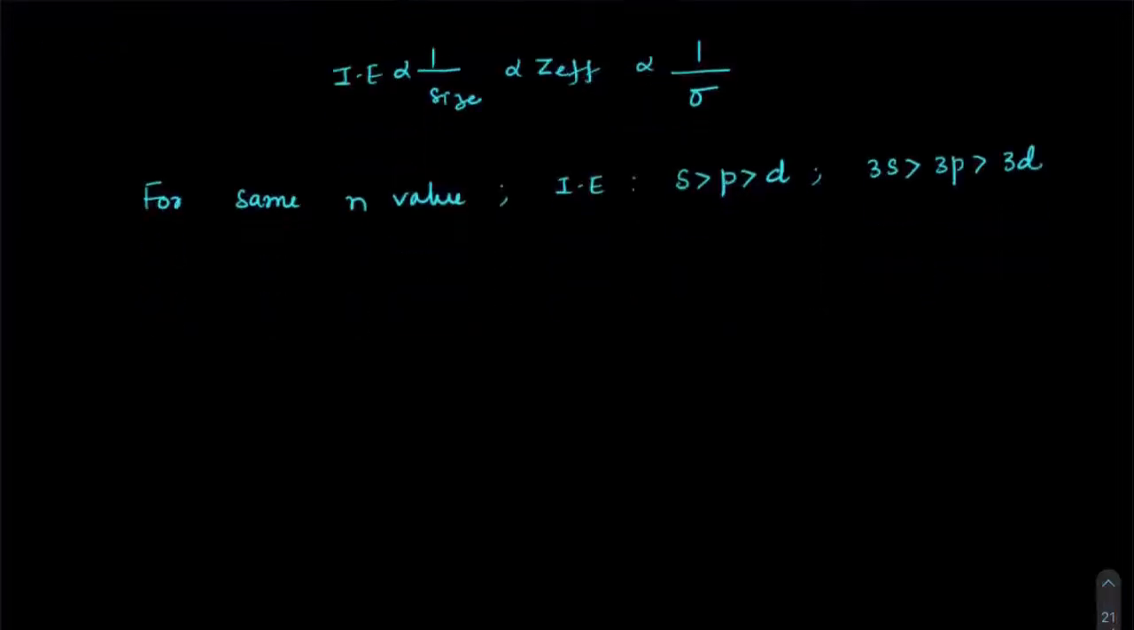Best examples, if you check out beryllium and boron, this is 2s2, and this is 2s2 2p1. So here you have to remove an electron from p, and here you have to remove an electron from s. So this requires more energy. Magnesium and aluminium, 3s2 and 3s2 3p1. This requires more energy.